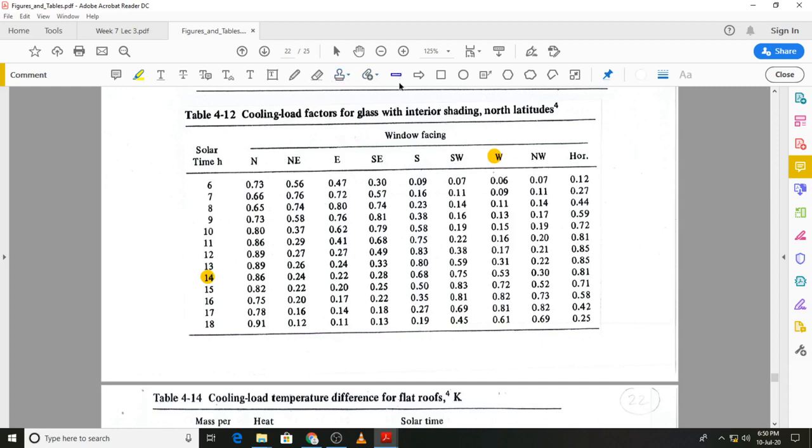Against which the CLF value will be read, which comes out to be 0.53. So that is the information that we required to calculate the solar gain from windows, and we go back to the final result for that.